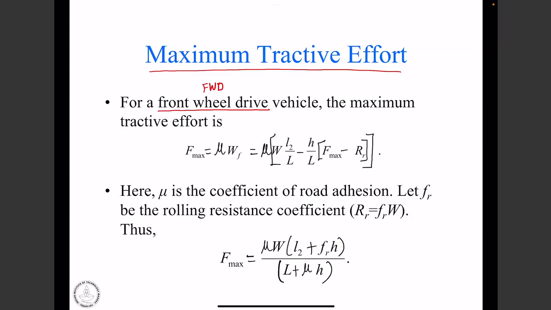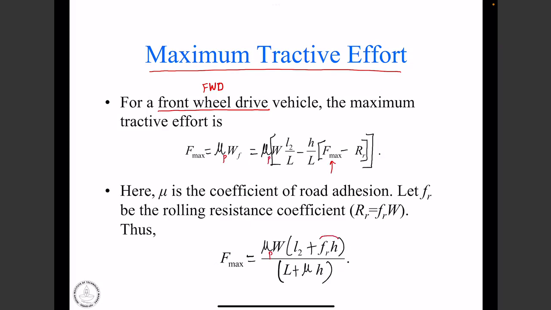What will be the maximum tractive force? It will be mu times WF. We can use mu P if you want to be consistent. So let us say we use mu P times WF, mu P being the peak tire road friction coefficient. We substitute for WF. Of course, here we put F max and we simplify it. We are going to get F max equal to mu P W times L2 plus FRH divided by L minus mu H.